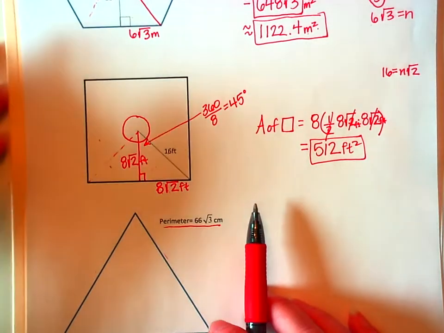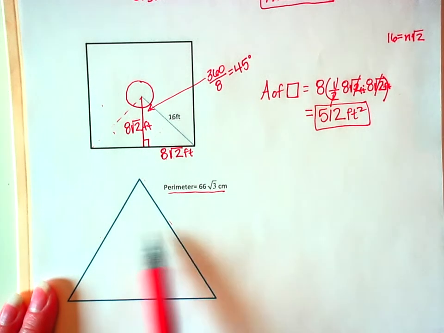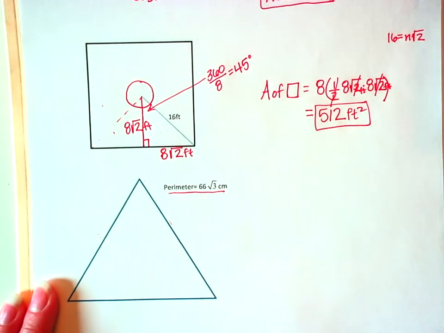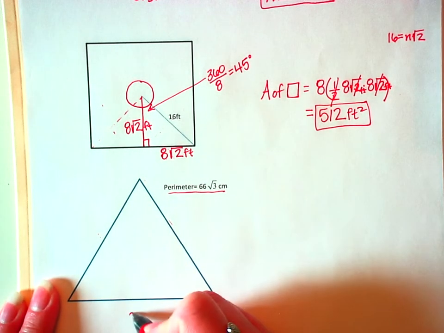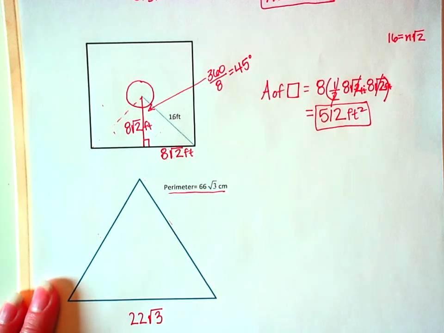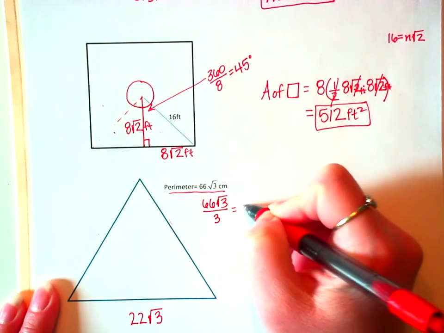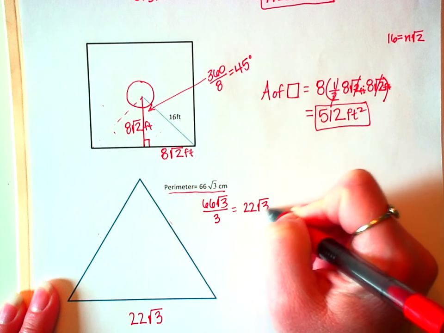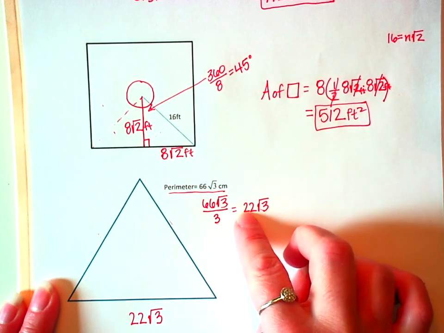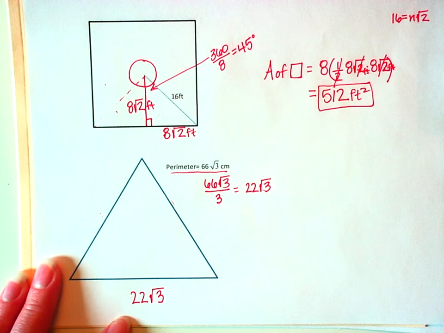So I'm going to take 66 square root 3, and I'm going to divide it evenly among the three sides. So 66 square root 3 divided by 3 is just 22 square root 3 for each side. You do not need to show that work if you don't want to. I just wanted to show you how I got that. So that's 22 square root 3.